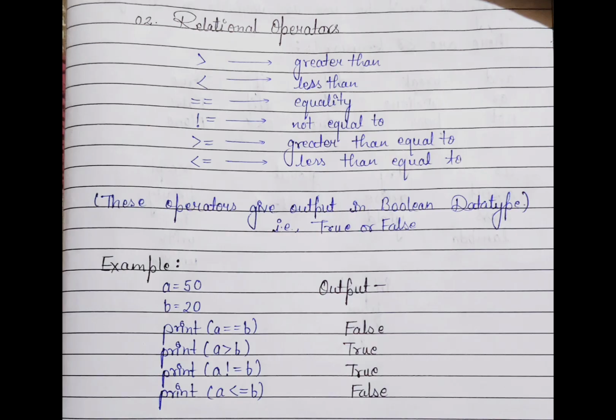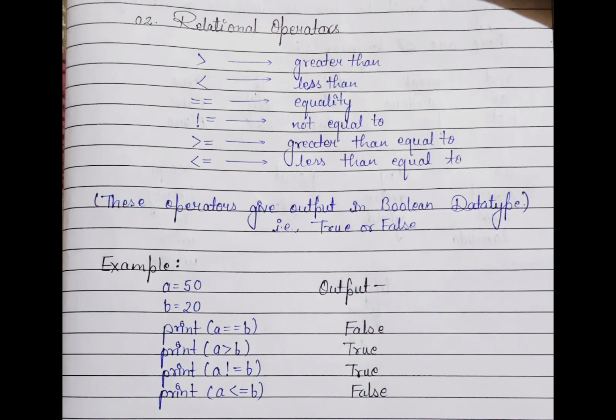Similarly, in the case of non-equality, let's come to the example. Here a is the variable which contains 50 and b is the variable which contains 20. Here the equal to sign is used only a single time, which means this is not a relational operator. This is the assignment operator, and we will talk about the assignment operator after this.